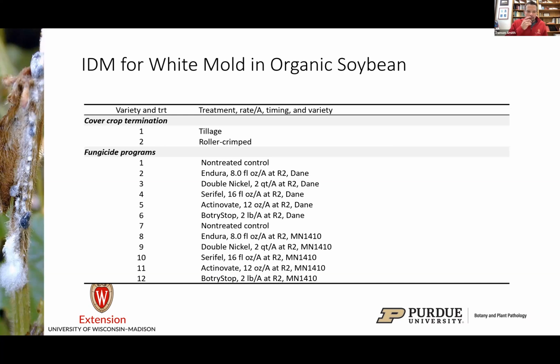So you can see the various fungicide programs, which we've layered on top here. We've got Endura at R2, which is going to be our conventional fungicide just to compare to. And then we've got Double Nickel, Serifel, Actinovate, and Botrystop. And we've got that repeated on both varieties. Dane is a variety out of my program, our first release, and then Minnesota 1410. So these two are going to be in the 1.4 to 1.5 maturity group range. So pretty comparable. Next slide, Darcy.